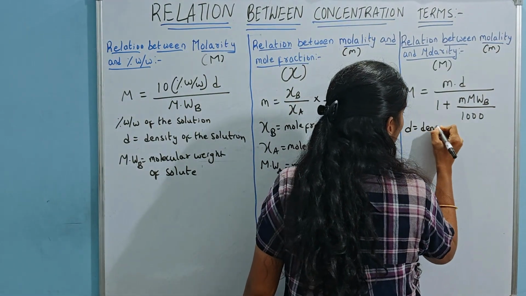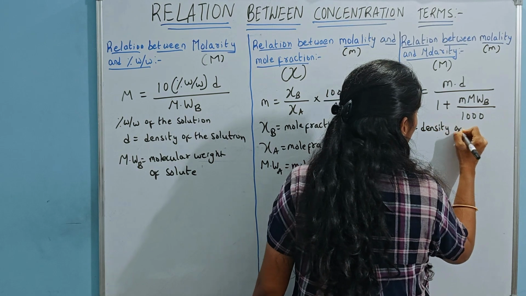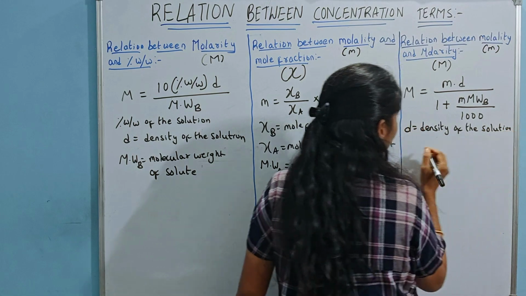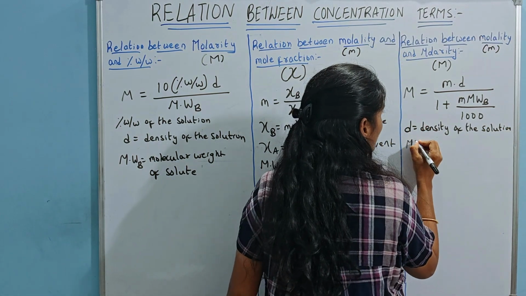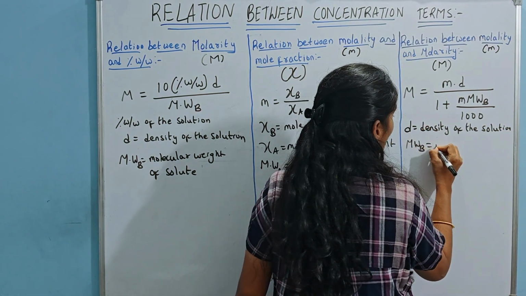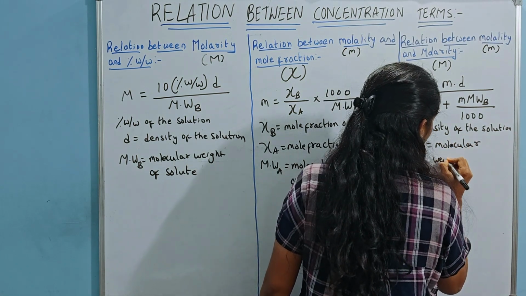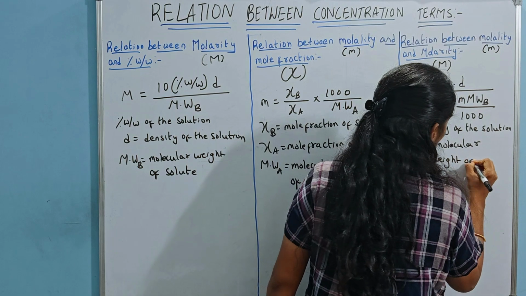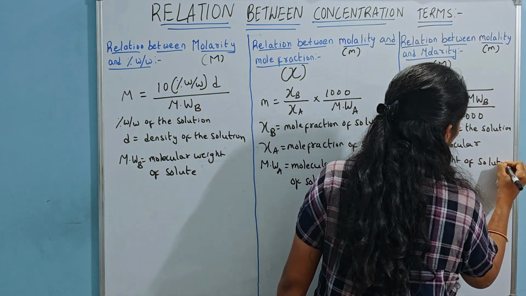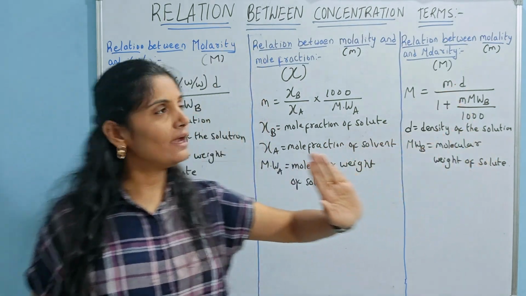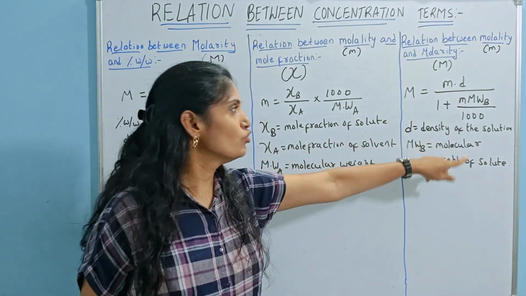D is equal to the density of the solution. MWB is equal to the molecular weight of solute. Capital M and small m, you already know, they are molarity and molality. Small d is the density of the solution.